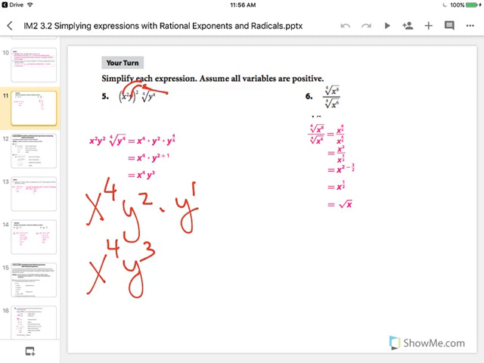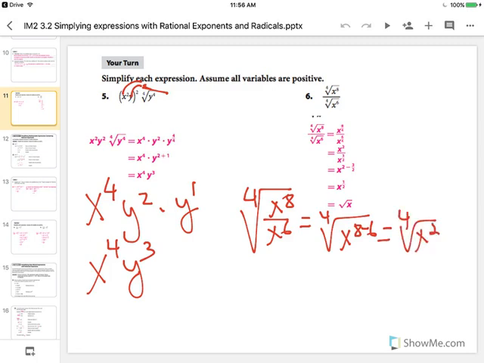Now I'm going to show you another way of doing 6. If you look at 6, you can notice that they have the same index. So we can rewrite this as the 4th root of x to the 8th power over x to the 6th, and when we're dividing, we're subtracting, so 8 minus 6 is 2. So then this gives x squared over 4, so they give us x to the 1/2.